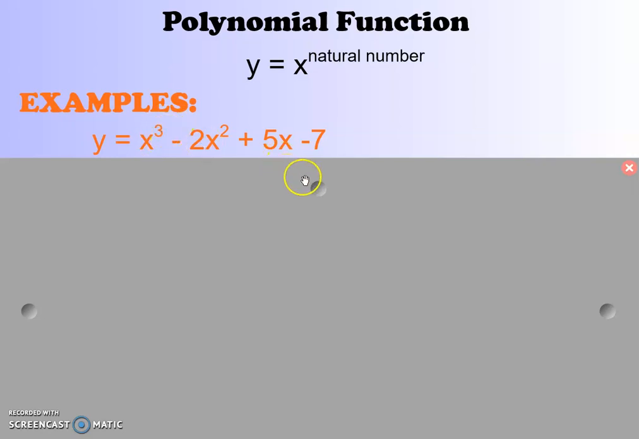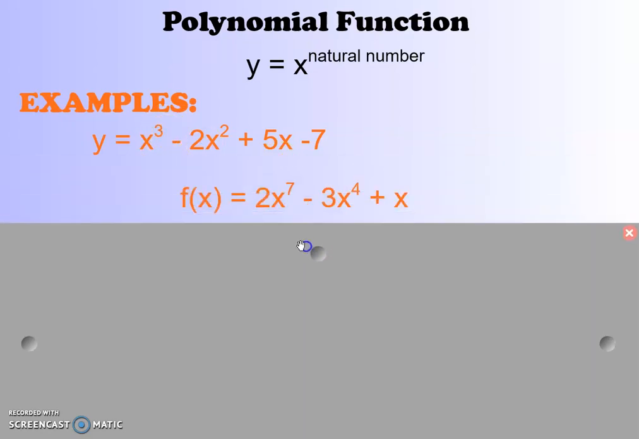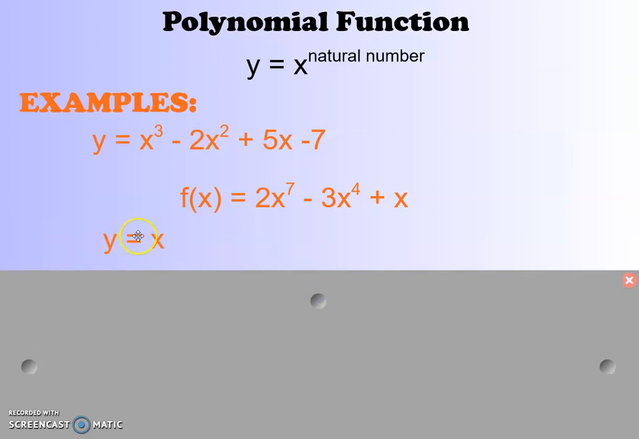Here's another example. F of x equals 2x to the 7th minus 3x to the 4th plus x. Again, every power of x is a natural number. Even this, y equals x, our basic linear function, counts as a polynomial function. The power of x is 1, and 1 is a natural number.